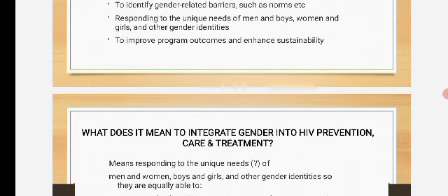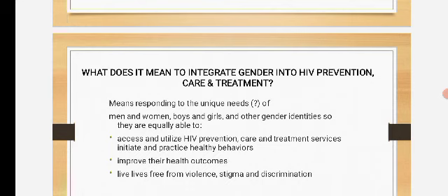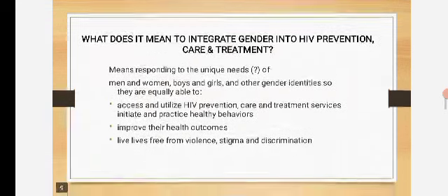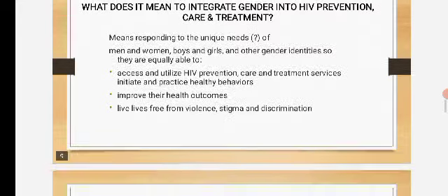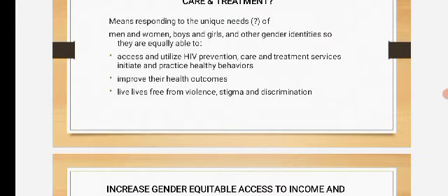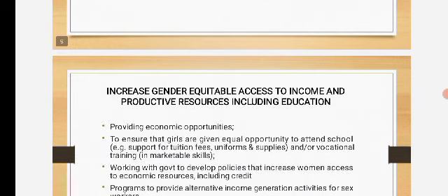What does it mean to integrate gender into HIV prevention, care, and treatment? This means responding to the unique needs of men and women, boys and girls, and other gender identities so they are equally able to: one, access and utilize HIV prevention, care, and treatment services, initiate and practice health behaviors. Next, improve their health outcomes. Next, live lives free from violence, stigma, and discrimination. Increase gender equitable access to income and productive resources, including education.